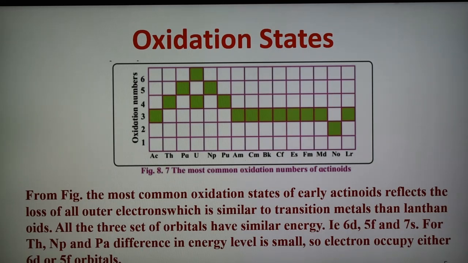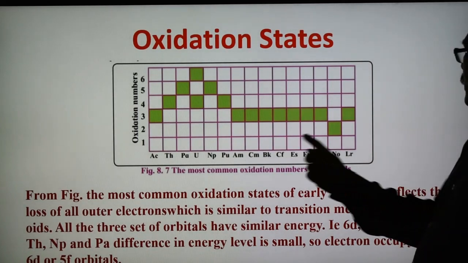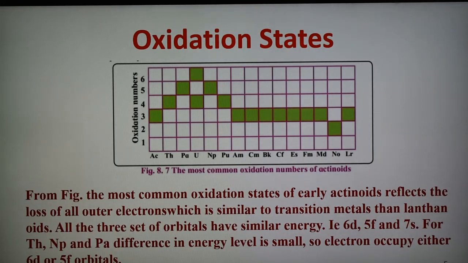In the case of oxidation states, from this table we can say that the important point is: actinoid elements show a greater range of oxidation states as compared to the lanthanoid elements. From this table, the minimum oxidation state shown is +2. So the minimum oxidation state is +2. See here, this is +2, shown by nobelium, and the maximum oxidation state is +7. So it is shown here.